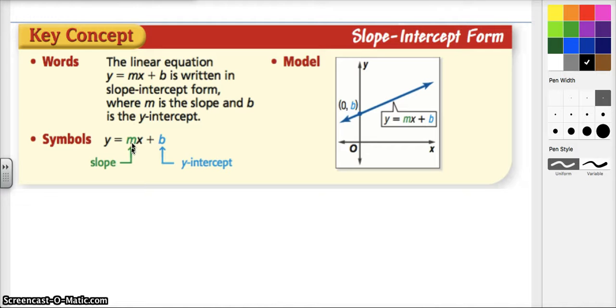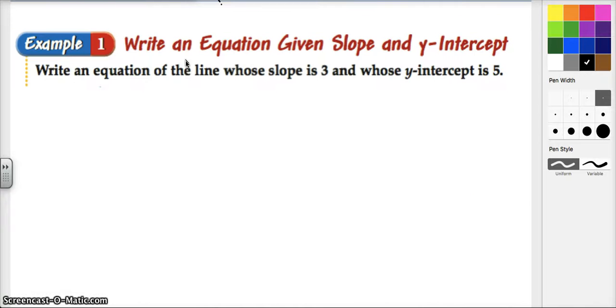So again, the m value is the slope, the b value is the y-intercept, and you're able to graph pretty simply by going to the y-axis, putting a dot at b, because that is the y-intercept, the place where the graph intersects the y-axis, boom. And then you're able to finagle your way through using the slope, the way we've done in a previous video or two, and we're going to talk about that today. First example is pretty straightforward.